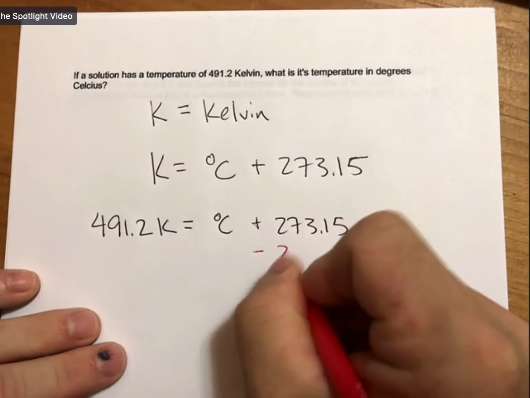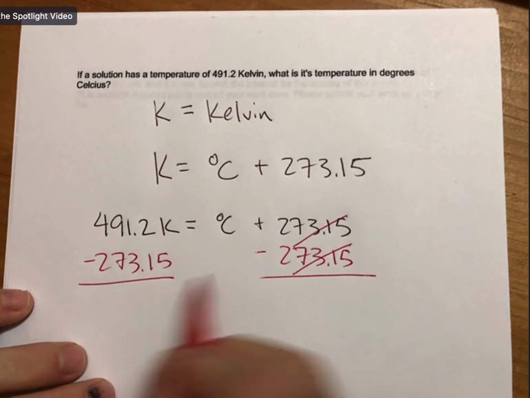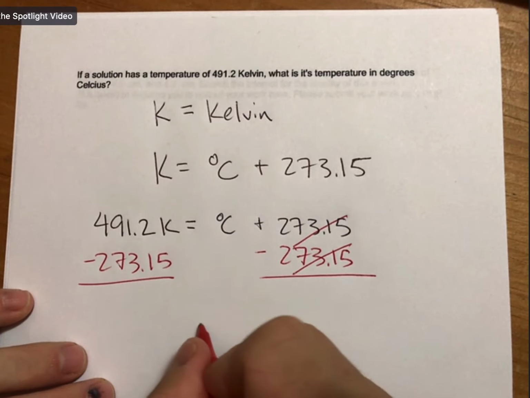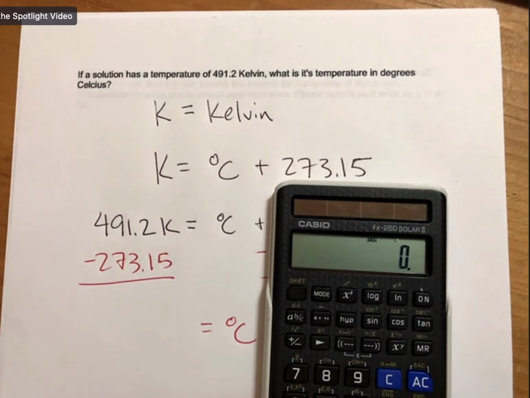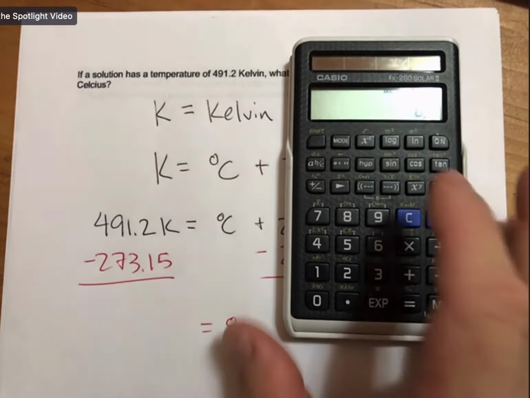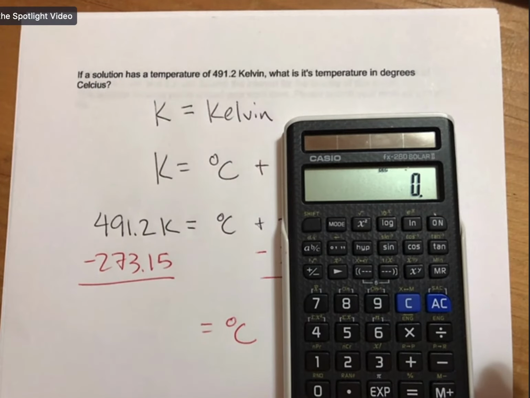You can see that my 273.15 cancels from one side, and then if I do the subtraction, I will have the value that is equal to my degrees Celsius. It will be helpful to have a calculator present for all of these calculations. I'm going to use mine. This calculator, by the way, is the perfect calculator because it's inexpensive and it does everything we need.